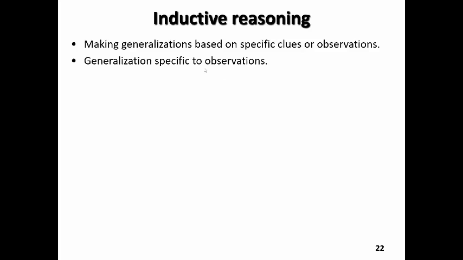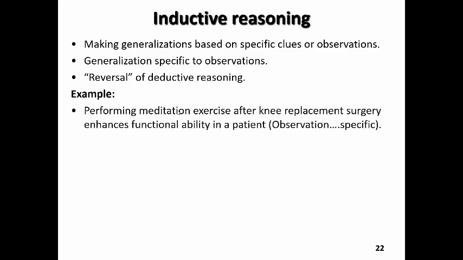With inductive reasoning, we actually make an observation, a very specific observation first. And from that one very specific observation, we arrive at a generalization. So it's essentially the reversal in the direction of deductive reasoning. An example here is performing meditation exercise after knee replacement surgery, which was specifically observed. This is not a theory. This was observed in a patient. It enhanced their functional ability after the surgery.